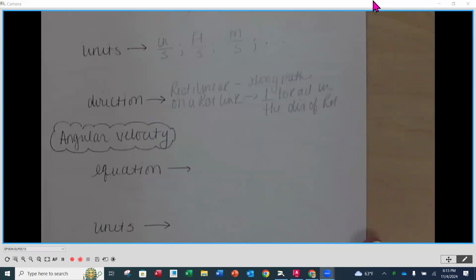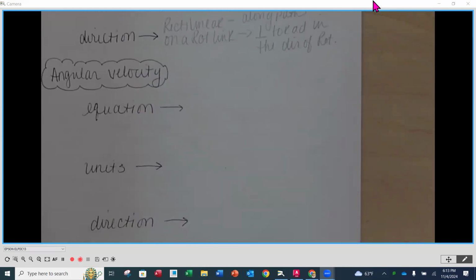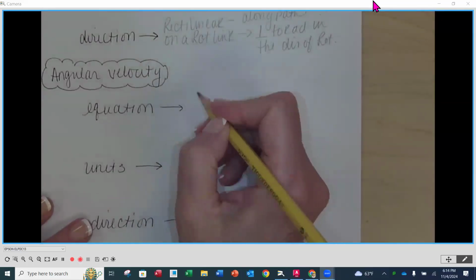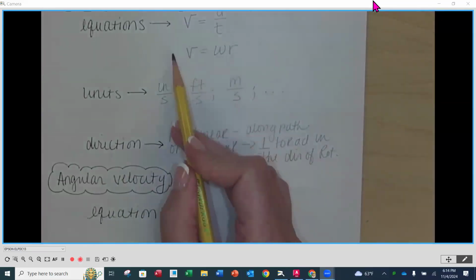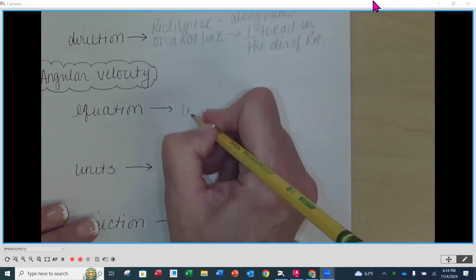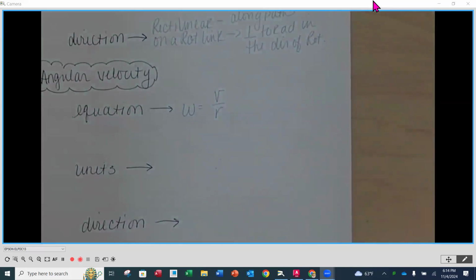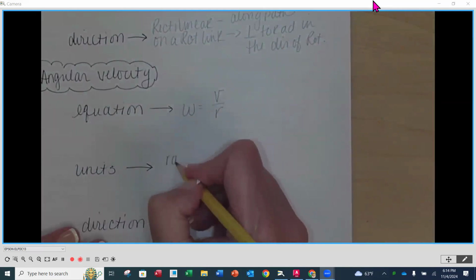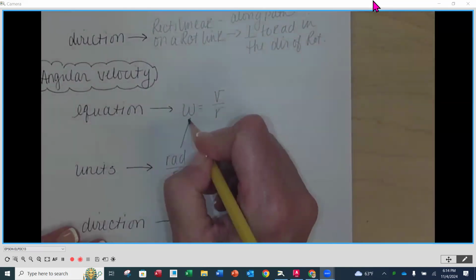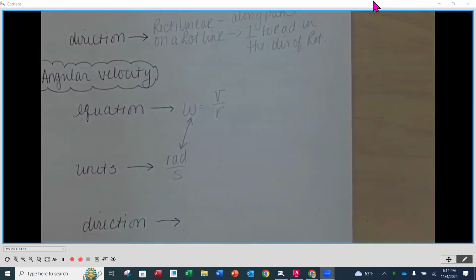Let's go down to angular velocity. Its equation is really the rearrangement of this relationship. W is equal to V over R, right? Units are going to be radians per second in and out of that equation, okay? You have to use radians per second in that equation.